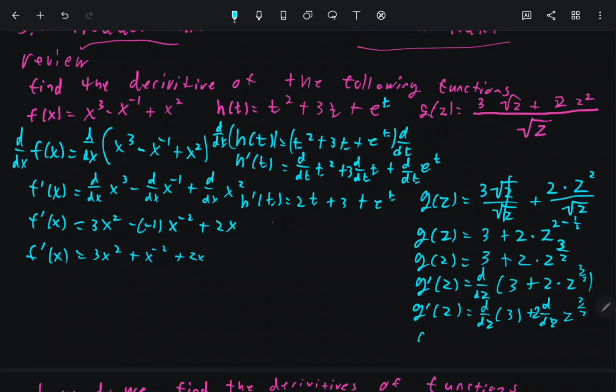Well, we are going to be left with g prime of z is equal to, the derivative of a constant is 0, 2 times 3/2. So we are just going to get 3 times z to the 1/2. All right. Or also can be rewritten as 3 times the square root of z.